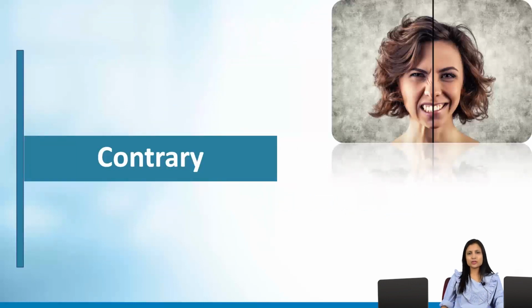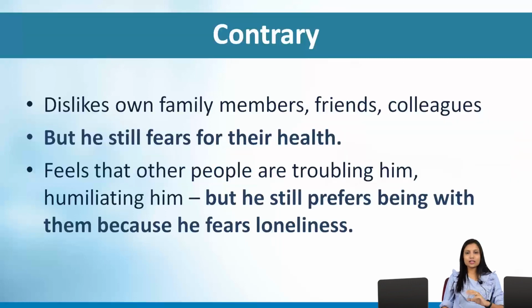They have contrary dispositions. Okay, now how do you explain contrary? Have a look. See, Hepar dislikes his own family members, dislikes his colleagues and his own friends, but he still fears for their health. There is a lot of anxiety about the health of his family, of his colleagues, of his relatives. This is very peculiar about Hepar, because Hepar feels that these are the same people who have tortured me, who have troubled me, and yet he is anxious about their health.